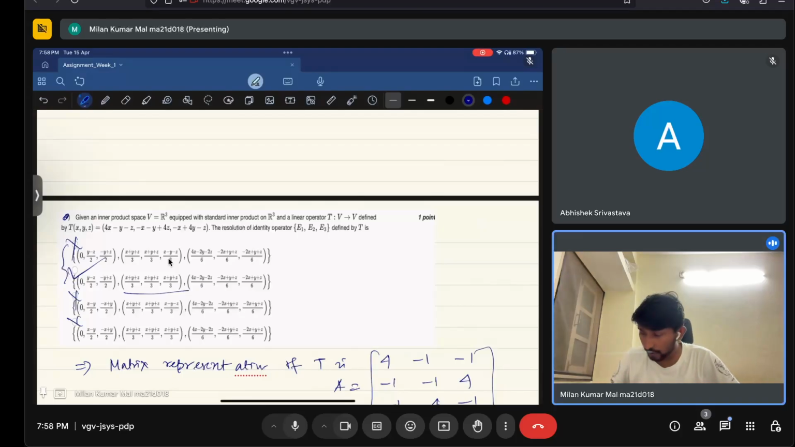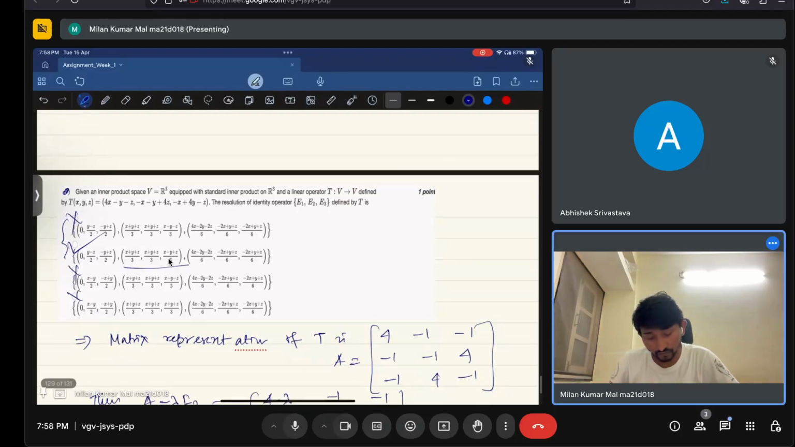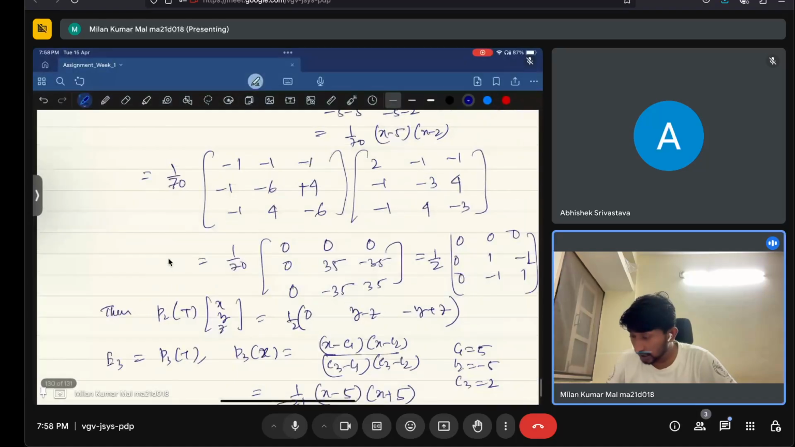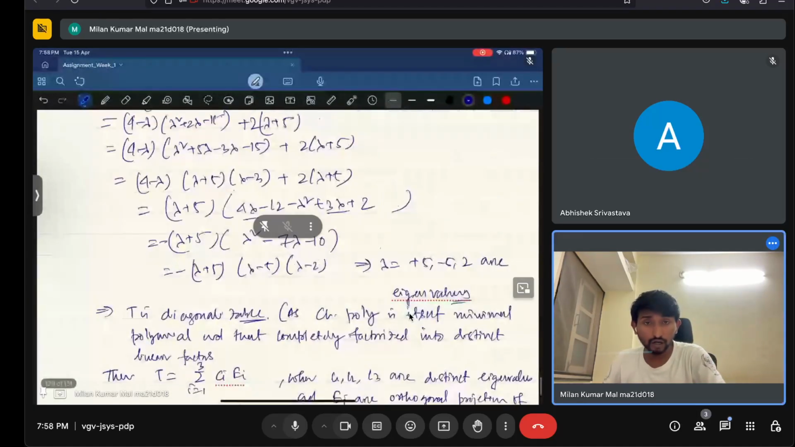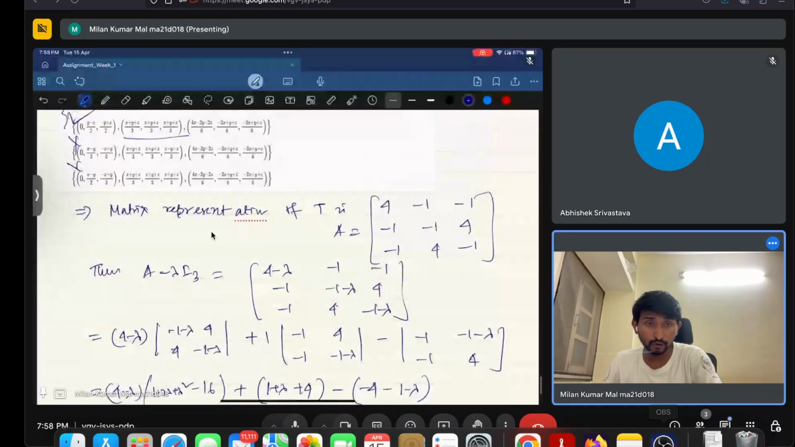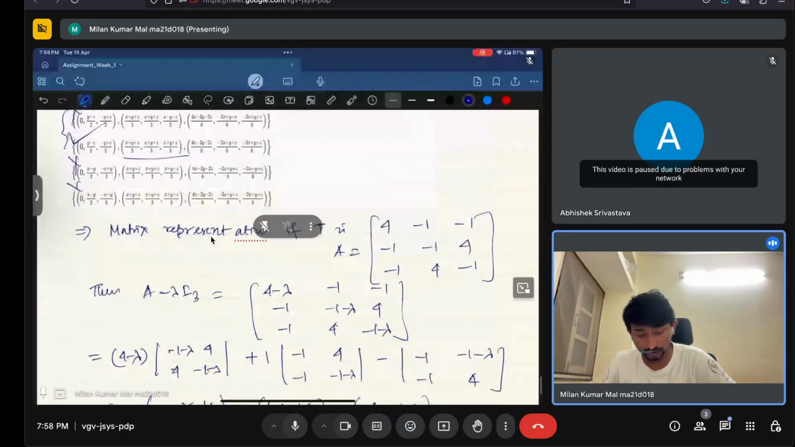Yes, B is the correct option. I have it correct. This is correct, there is no problem. So B is the correct option. All other options will be incorrect. I hope it is clear. Now I will do one or two more problems and then I will go to some other problem. So B is the correct option.